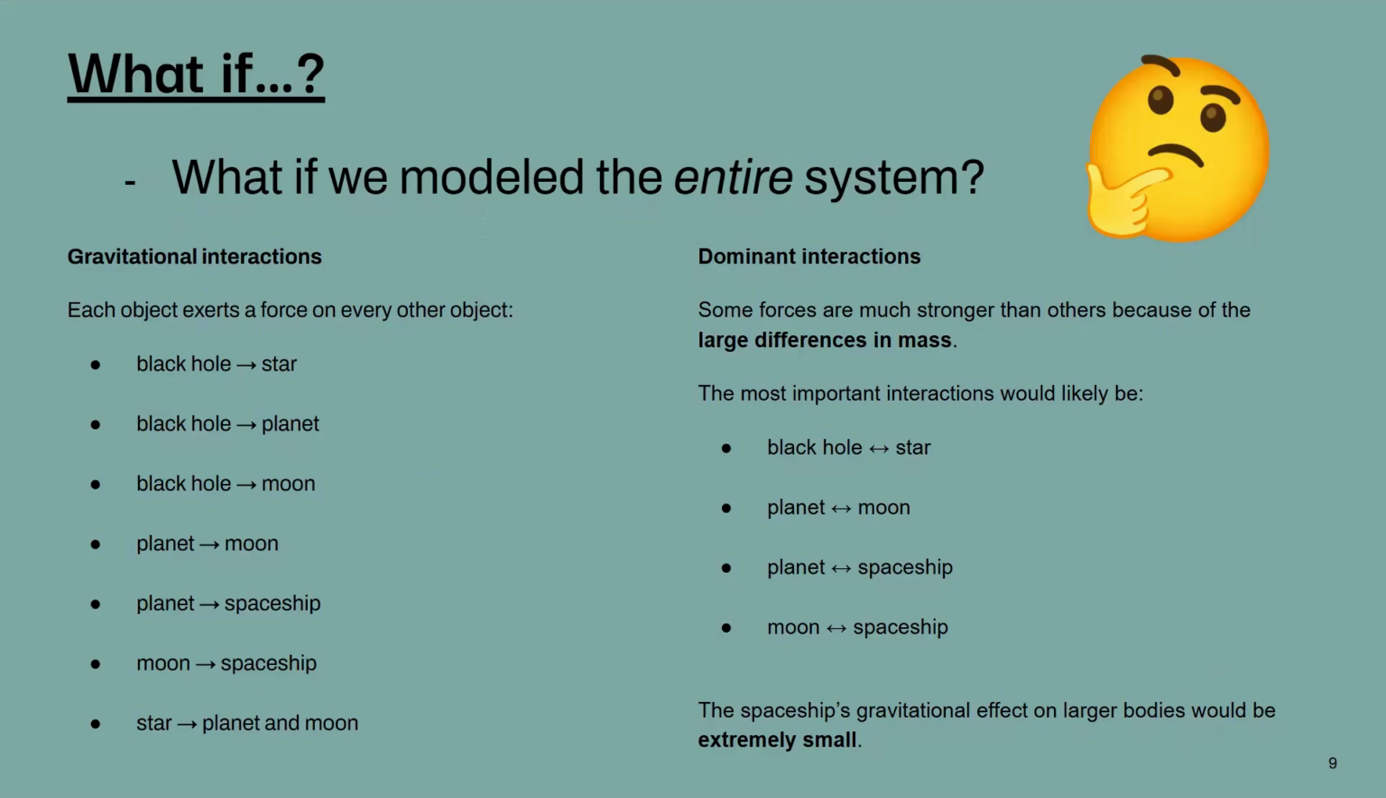However, not all forces contribute equally. The strongest interactions would likely occur between the most massive bodies, such as the black hole and the star, or the planet and the moon. The spaceship's gravitational influence on larger bodies would be extremely small due to its much smaller mass. Therefore, while all interactions exist, some dominate the motion of the system.